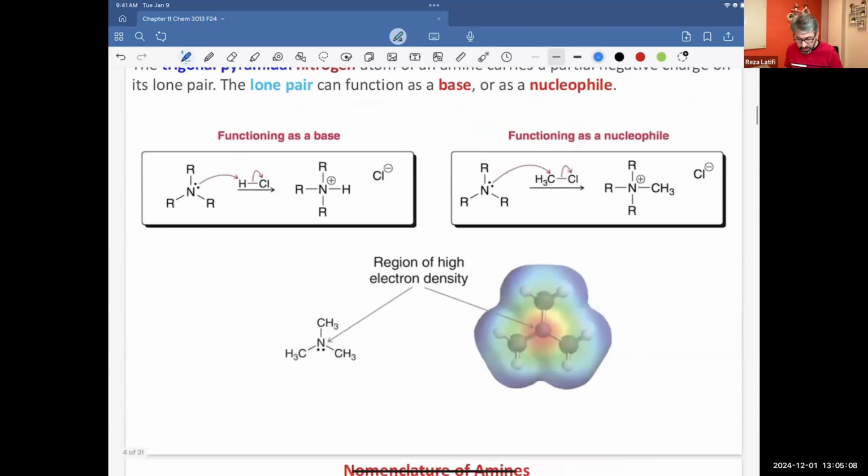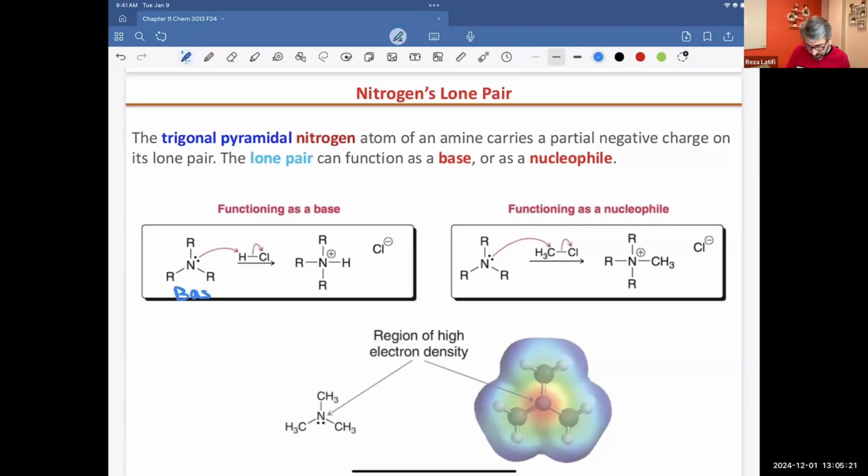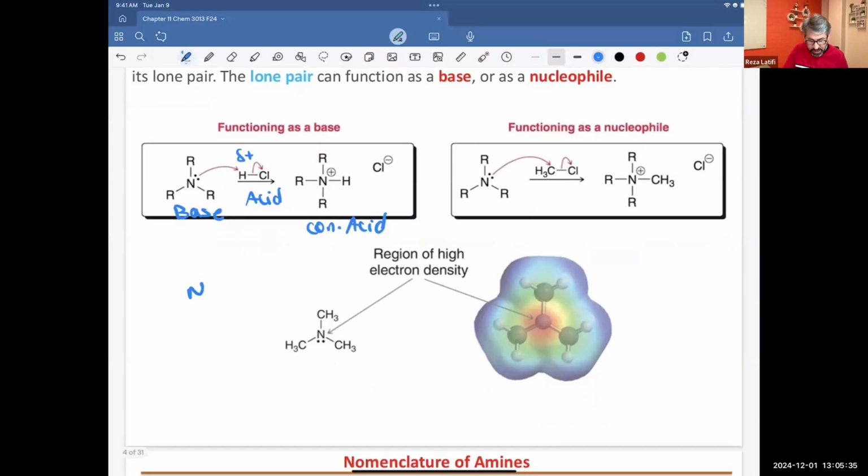Now, a nitrogen in an amine compound, regardless of whether it's primary, secondary, or tertiary, has a lone pair. And because it has a lone pair, it can behave as a base. It will go after an acidic H and take the H from it, and it will turn into a conjugate acid.